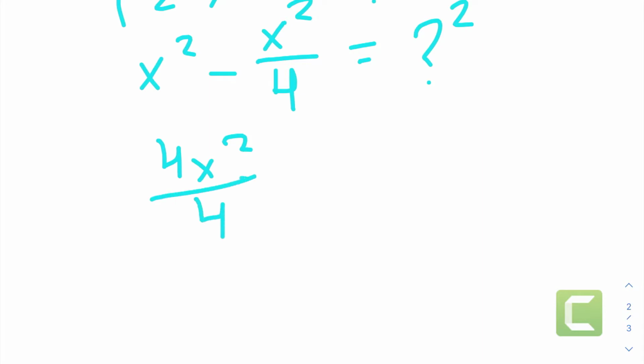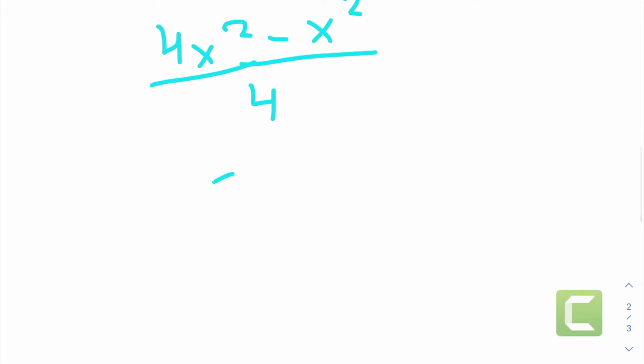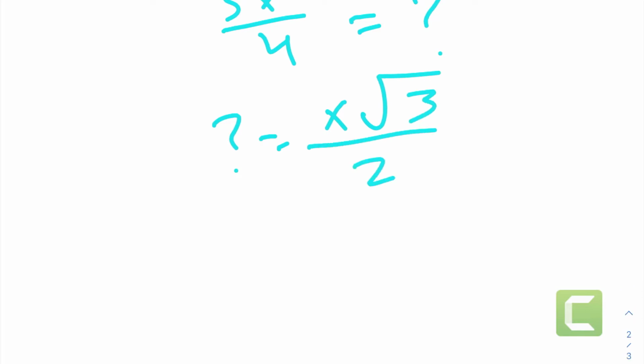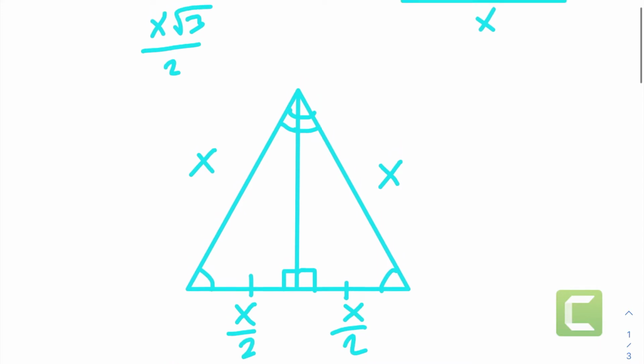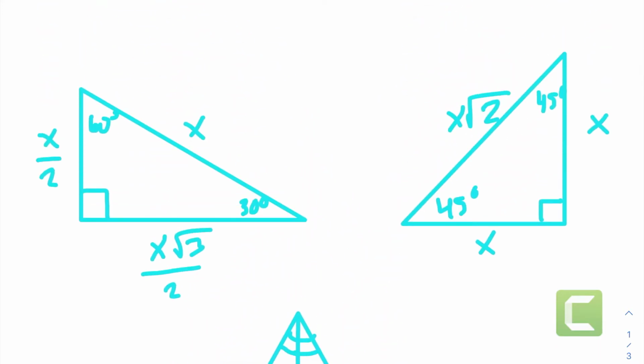So now we can finally subtract these two fractions. This would give us 3x squared over 4 is equal to the square of what we want to find. And taking the square root of both sides, what we want to find is equal to x root 3 over 2. So that proves the 30-60-90 triangle. Now let's go to the 45-45-90 triangle. This one's a bit more straightforward.